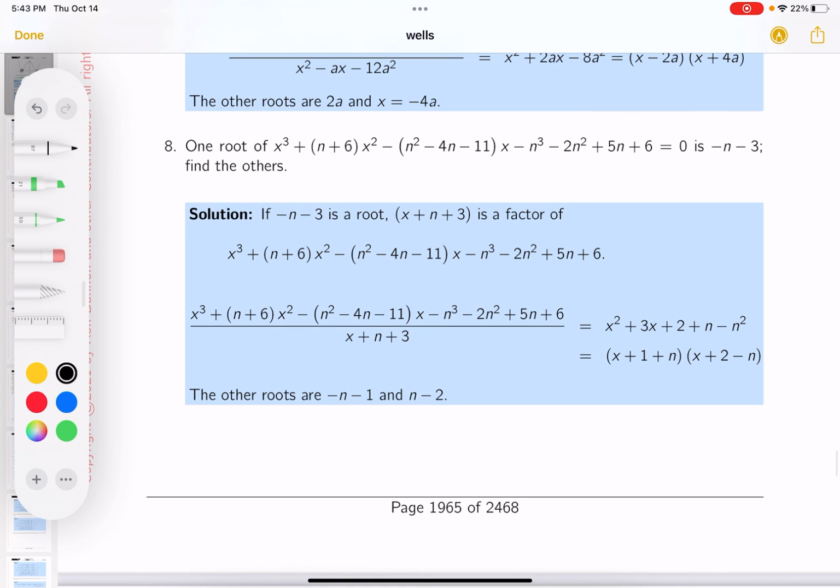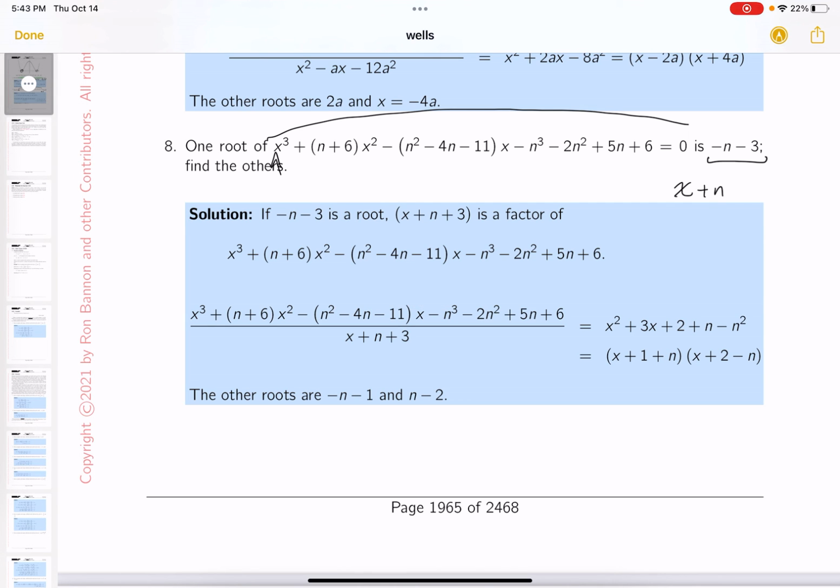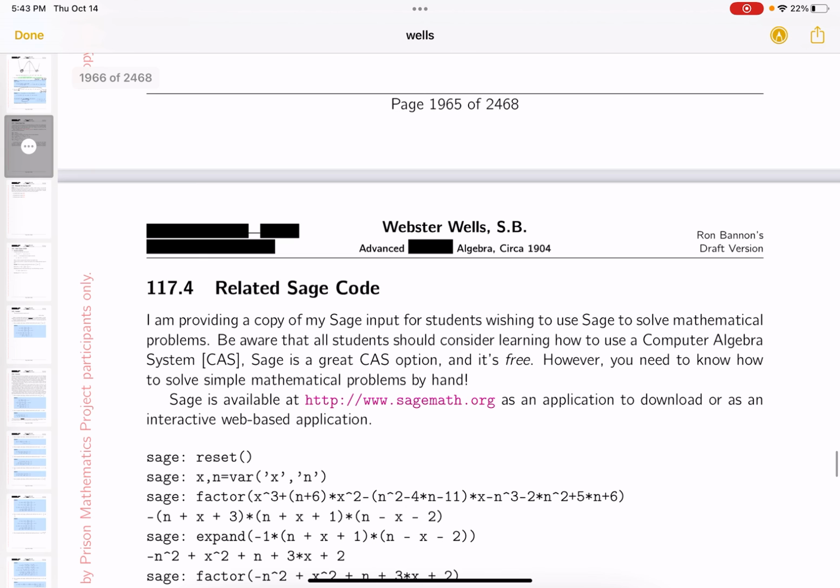This one's also more abstract. What are the roots? I want to point out what that means. They give me a 3rd degree polynomial in x, and they tell me one of the roots is this. What do I do? x minus that number, which would be x plus n plus 3. Let me write that down for you. Again, you'll see that divisor there. Yep, you have to divide, and you'll find the other roots.